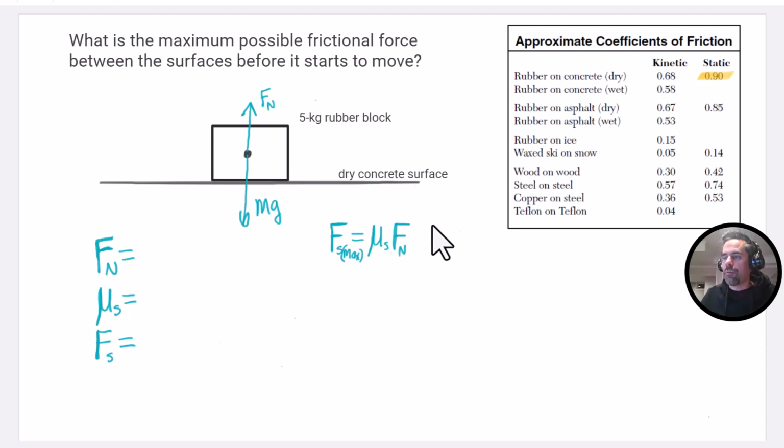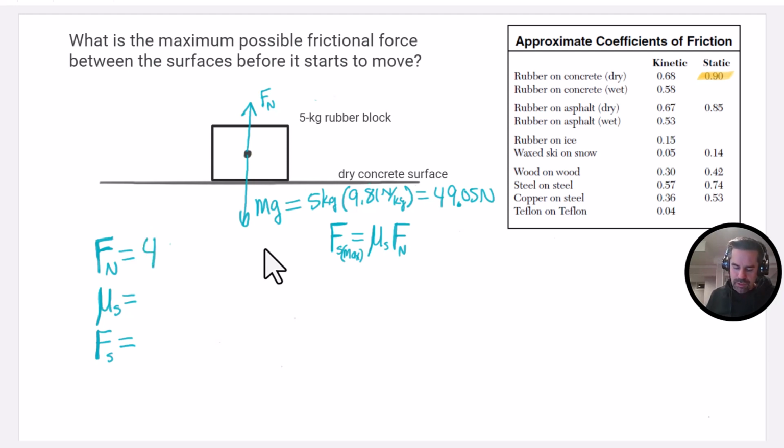So let's see, what is the normal force going to be? Well, we know the magnitude of the weight force. It's going to be 5 kilograms multiplied by 9.81 newtons per kilogram to get 49.05 newtons. The magnitude of the weight force will be equal to the magnitude of the normal force because they cancel each other out, adding up to 0, since we're not accelerating in the vertical direction at all.